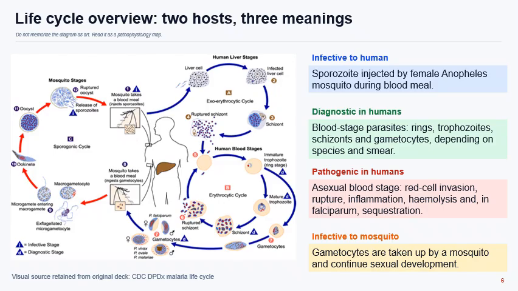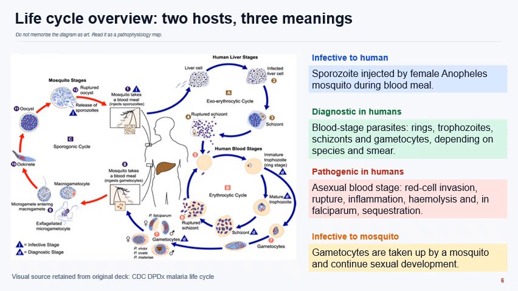Now let us look at the whole cycle before we divide it into parts. An infected female Anopheles mosquito injects sporozoites. The sporozoites enter hepatocytes and multiply silently. Merozoites are then released into the blood, invade red cells, and begin the asexual erythrocytic cycle. That blood stage produces symptoms and pathology. Some parasites differentiate into gametocytes, another mosquito then picks them up, and sexual development continues within the mosquito. Therefore, the mosquito is the definitive host because sexual reproduction occurs there, while the human is the intermediate host.